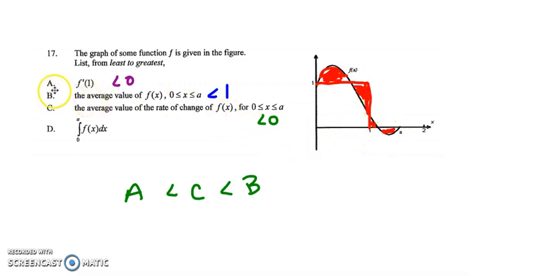Certainly bigger than the average value of the function, because even if it's not 1, it's almost 1 or a little over 1. So we're going to go with D as being the greatest, because D is, well, I wouldn't even say greater than 1. I would say D is approximately 1.